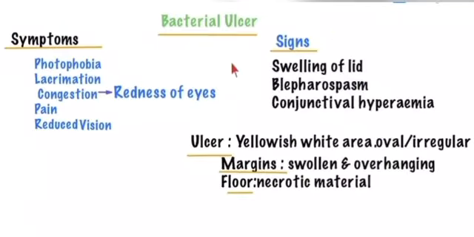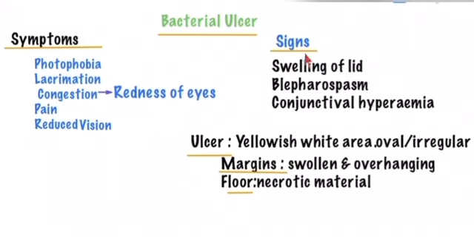Bacterial corneal ulcers will have the following symptoms and signs. Symptoms are what the patient complains to the doctor. It's photophobia: the patient cannot look at direct sunlight or any light. Lacrimation: the patient complains of excessive tears running out of the eyes. Congestion, which causes redness in the eyes, pain, and reduced vision. He'll complain of blurring of vision.